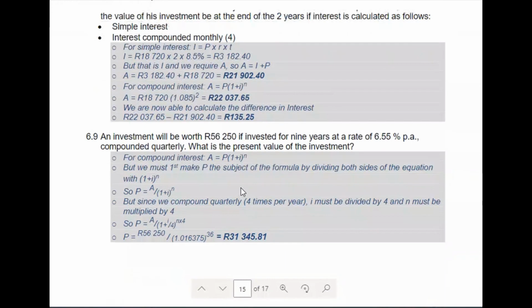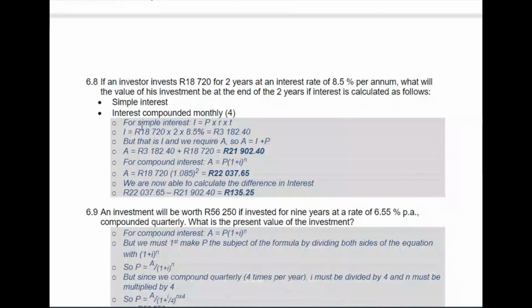6.8 says, if an investor invests 18,720 Rand for 2 years at an interest rate of 8.5% per annum, what will be the value of this investment at the end of 2 years if interest is calculated as follows? So once again, they say distinguish between simple and compound interest. So you write down the two formulas, that one and that one. You simply replace the values and you get to an answer.